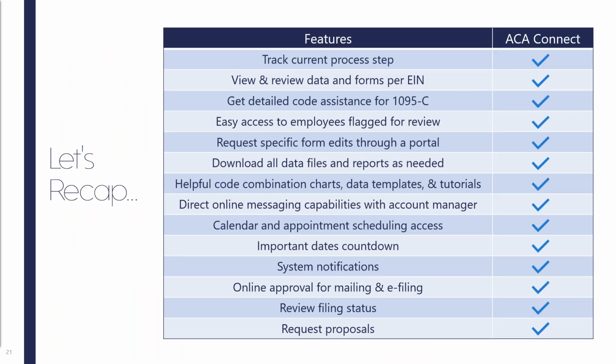Kind of recap the features that we've talked about. Again, right at the top, track current process step, know where your clients are on any given day. View and review data and forms per EIN. You can drill down that way. Get detailed code assistance from the 1095C. Easy access to review those flagged employee records to see what needs to be updated or corrected. Request specific form edits through the portal. That's what we talked about, you'll submit the request and the account manager will take care of it for you.